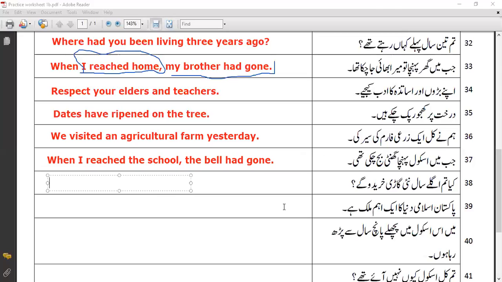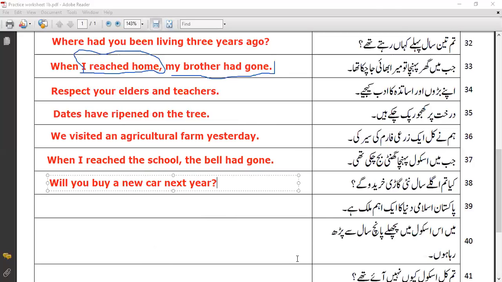क्या तुम अगले साल नई गाड़ी खरीदोगे? Simple future sentence. Do not confuse yourselves. Will you buy or purchase? Both are correct. Will you buy a new car next year? All right, children, will you buy a new car next year? That's a very simple sentence.